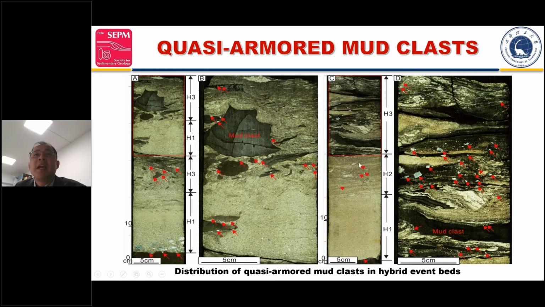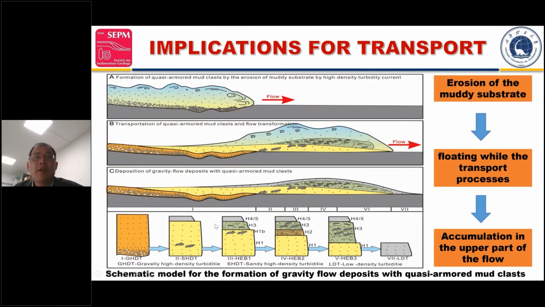Here, in the H2 division of the hybrid event bed, you can see some outside granules in this division. And most of those quasi-armored mud clasts are located in the upper part of the H3 division. So according to the distribution of the quasi-armored mud clasts in the hybrid event bed, we try to summarize the schematic model for the formation of the gravity flow with those quasi-armored mud clasts.